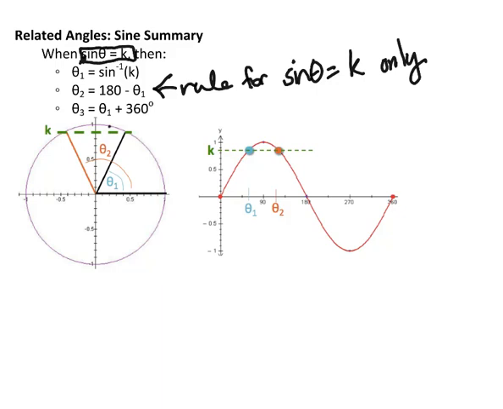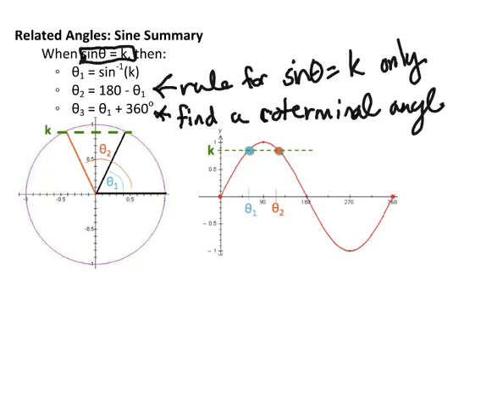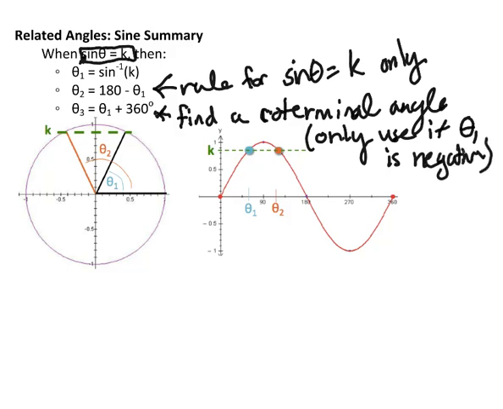And then our last one, if you end up that theta 1 is negative, so you can't do a negative angle, that won't be between 0 and 360, and then you need to find a coterminal angle. So this is just finding a coterminal angle here. And you only have to do that if theta 1 is negative. So only use if theta 1 is negative. Otherwise, if theta 1 is positive, then adding 360 to it is going to take you out of the range of 0 to 360, right? So that's not going to be necessary.